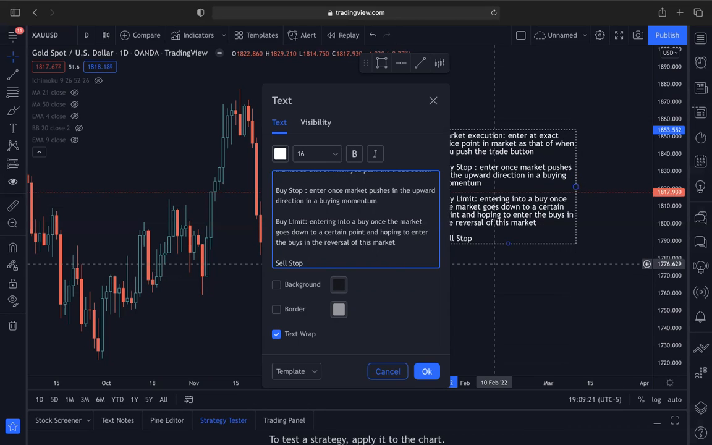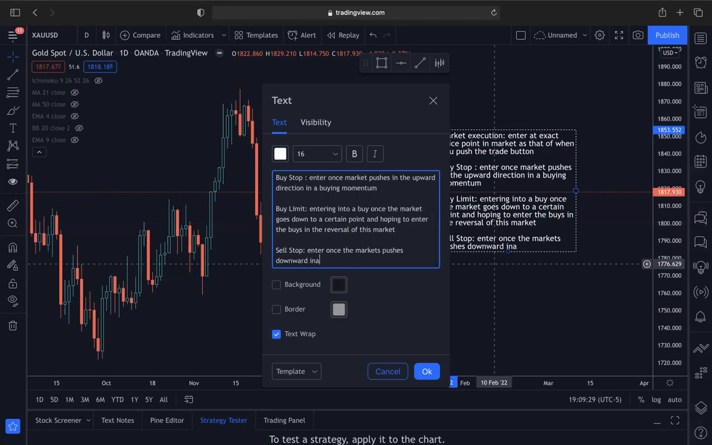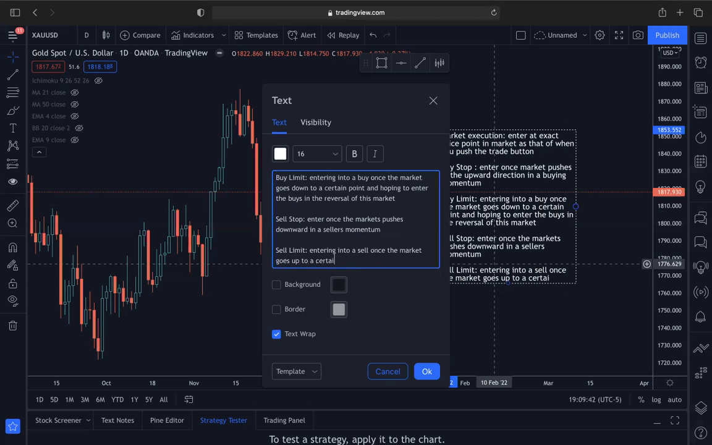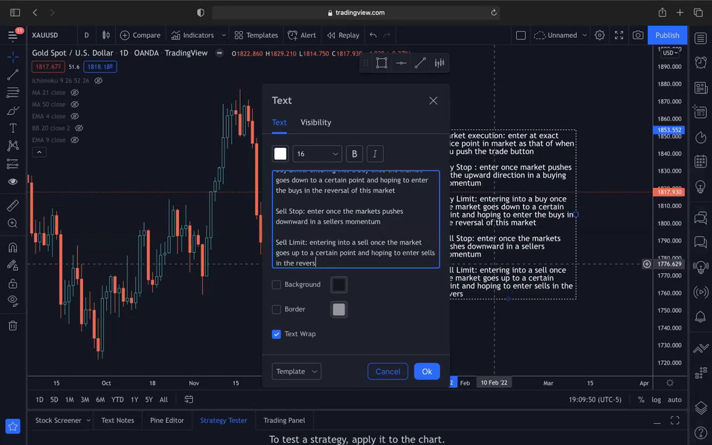So then you have your sell stop, which is enter once the market pushes downward in a seller's momentum, and a sell limit. Entering into a sell once the market goes up to a certain point and hoping to enter sells in the reversal of the market.